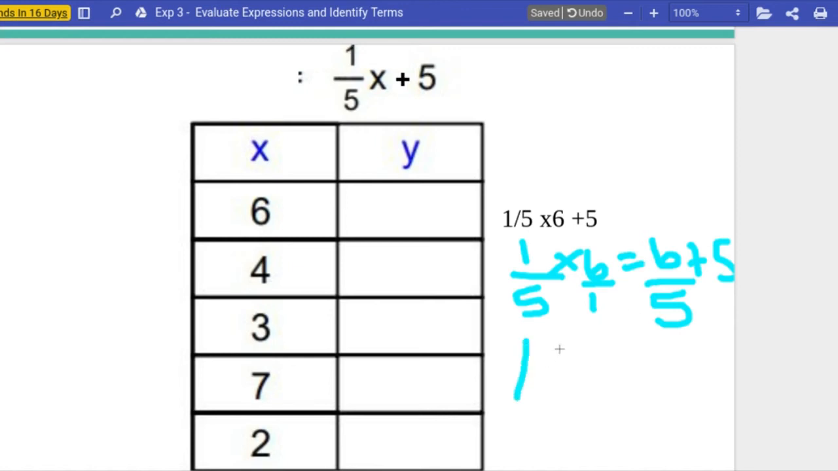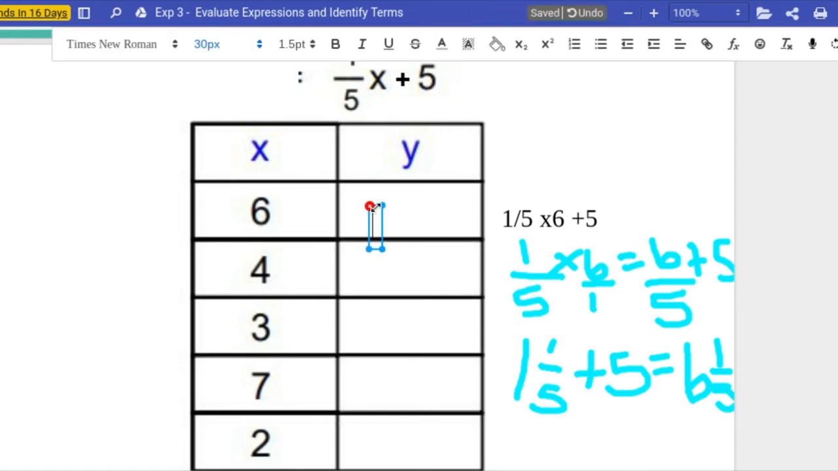So 6/5 is 1 and 1/5 plus 5. So now I can just add those whole numbers together and I get 6 and 1/5. So when we put 6 in for x, we get 6 and 1/5 as our answer.